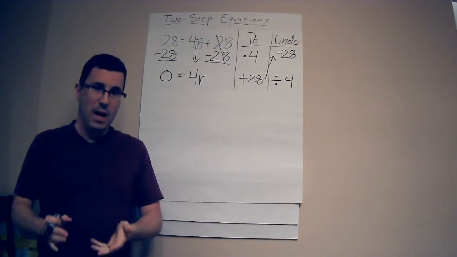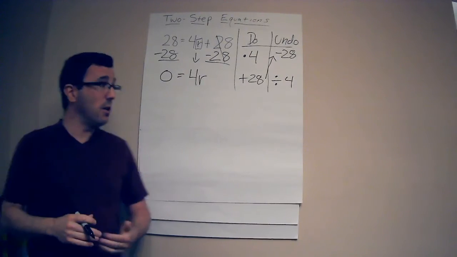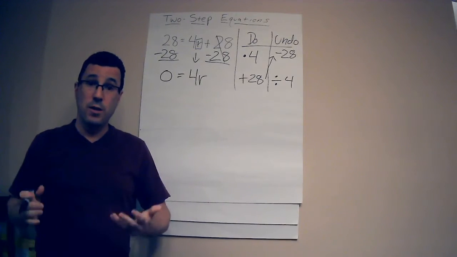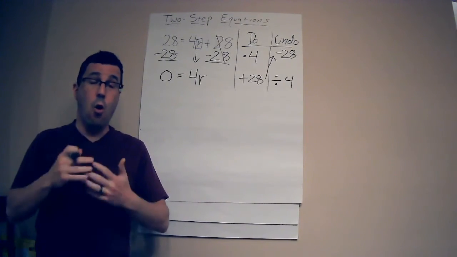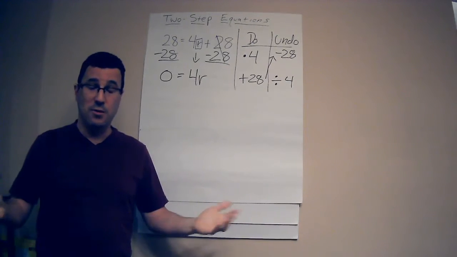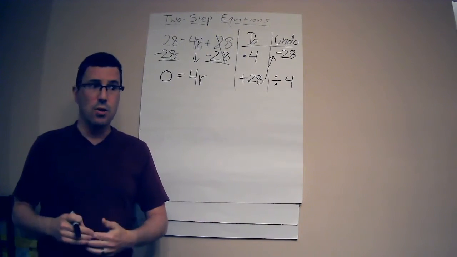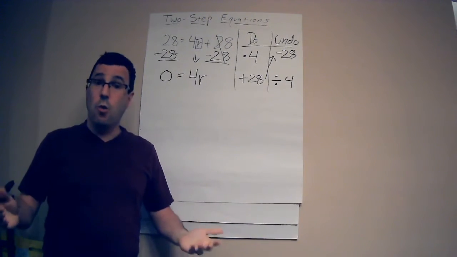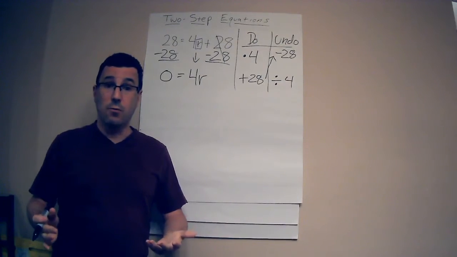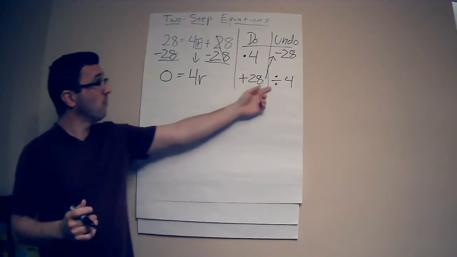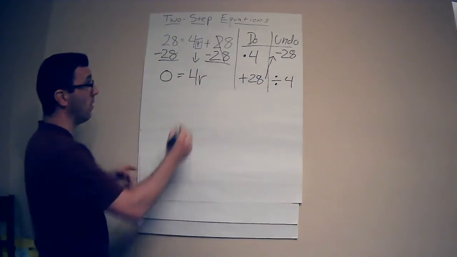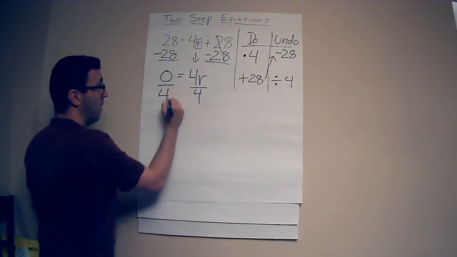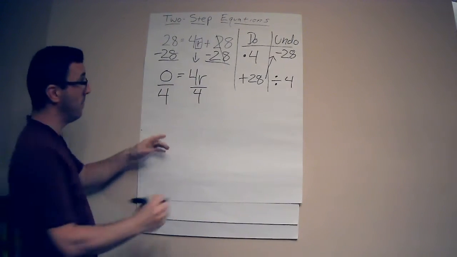Now, it should be kind of obvious what the answer is, but we're going to continue to do the steps anyway, because when you are doing two-step equations, you need to show all your steps. You can't just jump to the answer. When you're taking a test, when you're taking a state exam, you need to show all the work or you're not going to get all of the credit. So my next thing to do is divide by 4 on the right side, and divide by 4 on the left side.